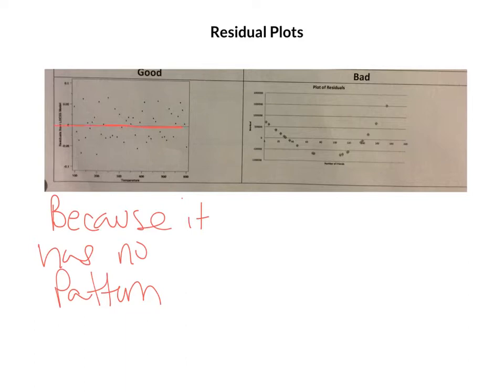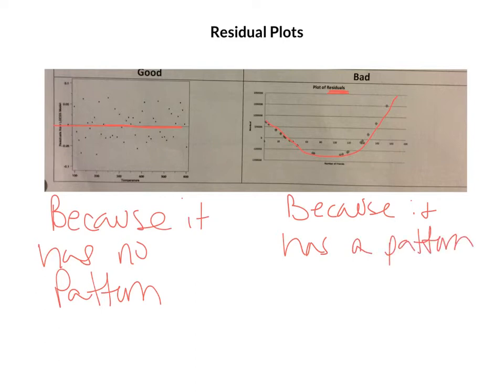This is a bad residual plot. Remember, this is a plot of residuals. This is not a scatter plot. This here shows some type of pattern. So this is a bad residual plot because it has a pattern. The reason for that being a bad one is because they chose the wrong regression model. So they may have chosen linear, but it was exponential. Sometimes those are tricky depending on the data.